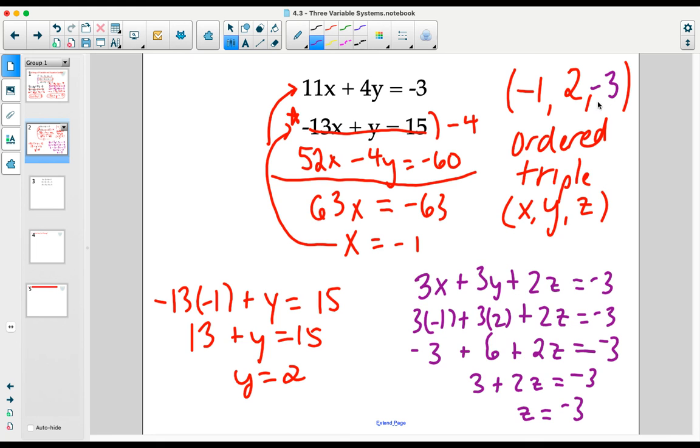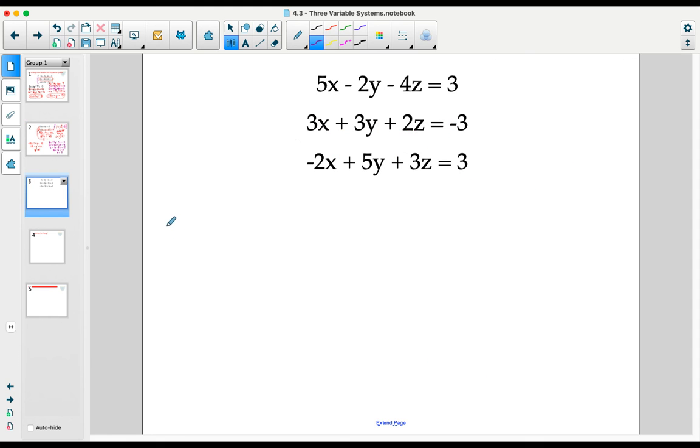So our final solution, and if you want to call it the solution set, you can use braces to indicate that it is a solution set, but you don't have to. You can simply write just the ordered triple negative 1, 2, negative 3. But certainly you still have the option, if you'd like, to check all of those solutions. So we had an ordered triple of negative 1, 2, negative 3.